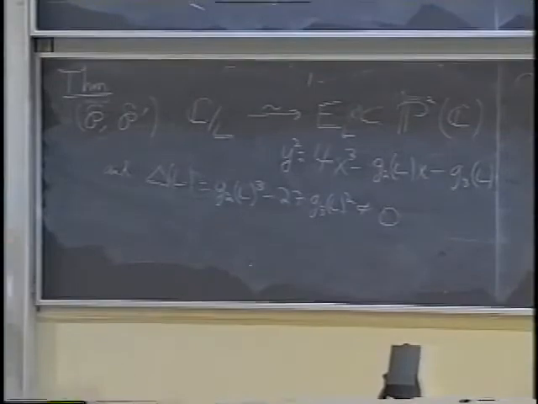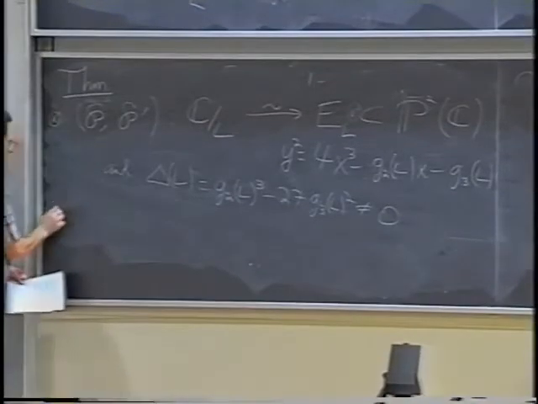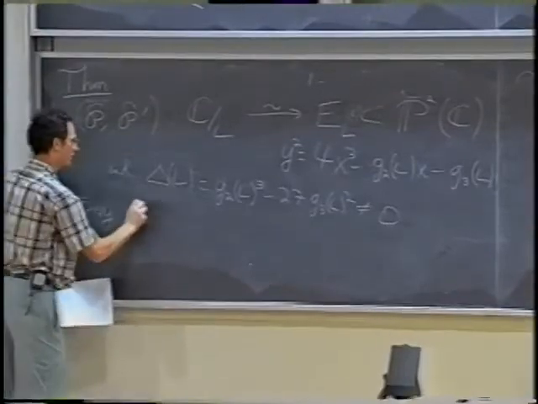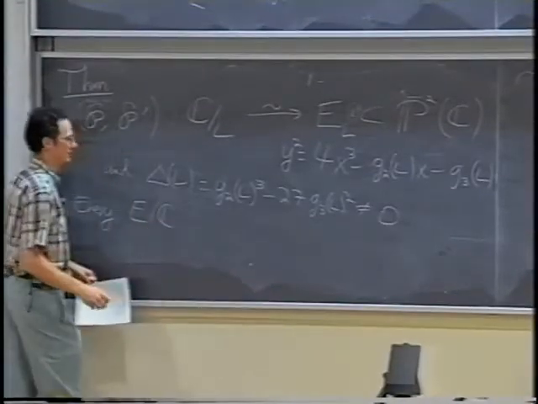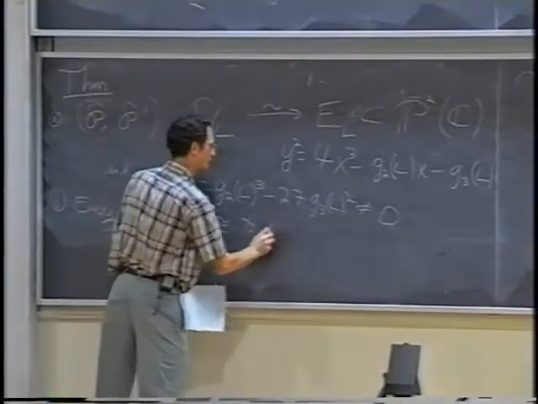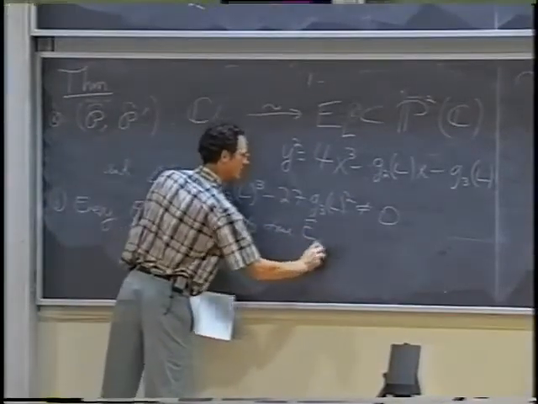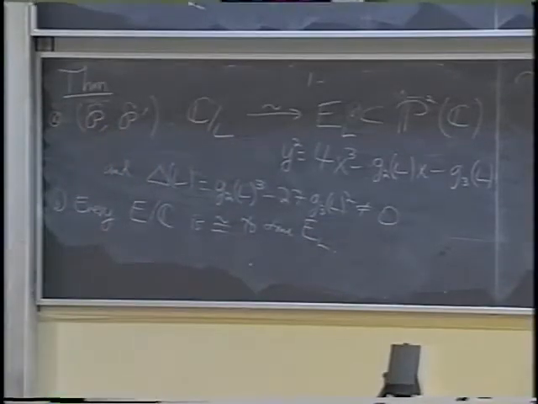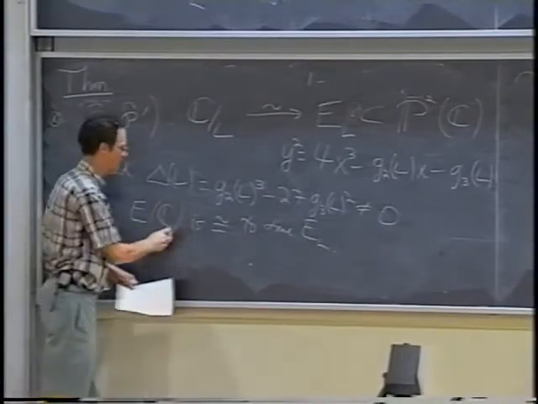The flip side of it, I'm going to call this A, is that B, every elliptic curve defined over C is isomorphic to some E sub L. In other words, you get every elliptic curve by taking some lattice.